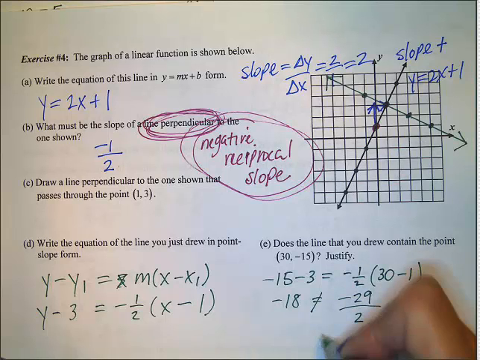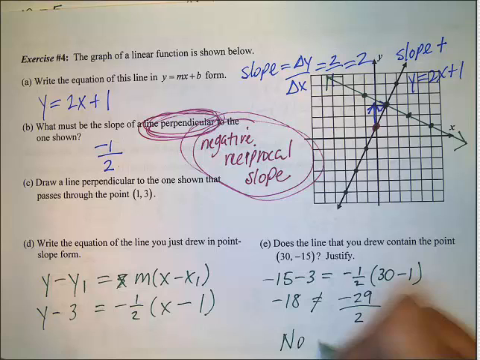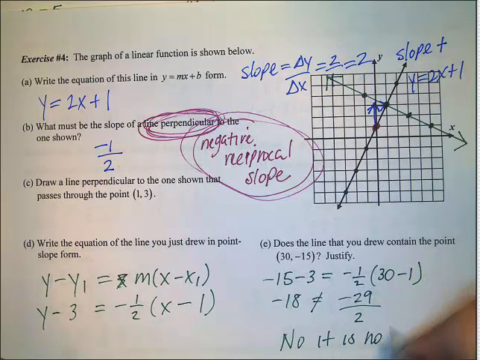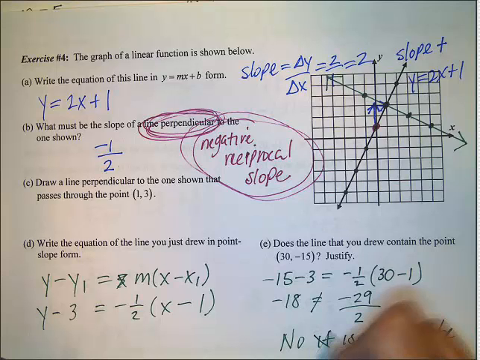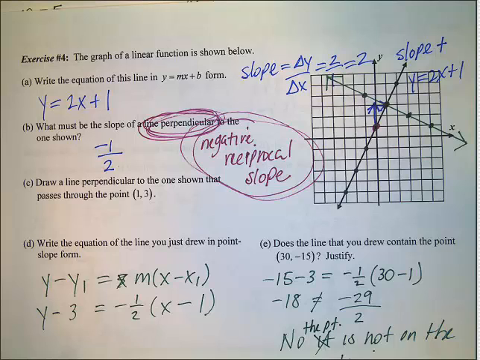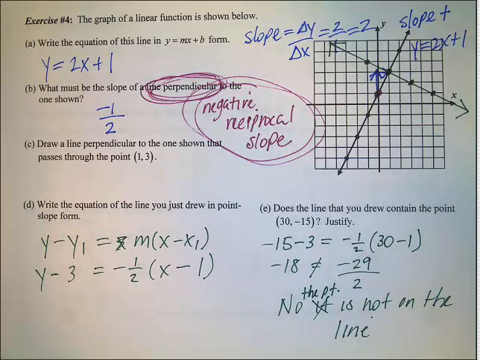So no, it is not on the line, and by it, I mean the point, because I don't really like the word "it" in math, because you guys need to say what you mean. So the point is not on the line because the left side of the equation does not equal the right side. If you have questions, make sure you ask.